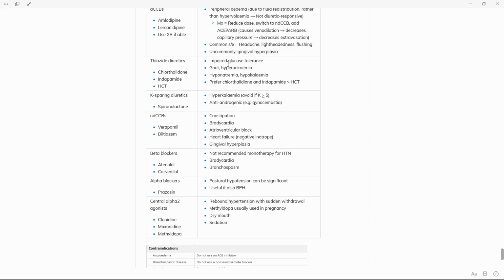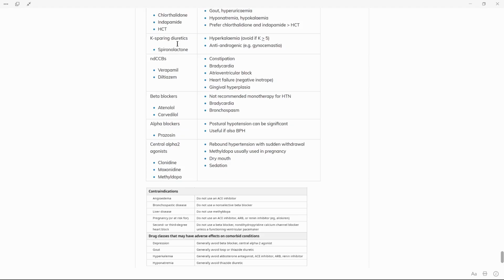They can cause impaired glucose tolerance. They can also cause hyperuricemia, and so if a patient has gout, you have to be quite cautious with thiazide diuretics. They can also cause hyponatremia, hypokalemia, hypomagnesemia, and generally we prefer chlorthalidone or indapamide over HCT because there's more evidence to suggest that they are better antihypertensives in terms of their efficacy in lowering blood pressure compared to HCT.